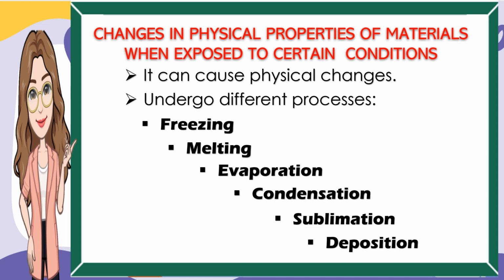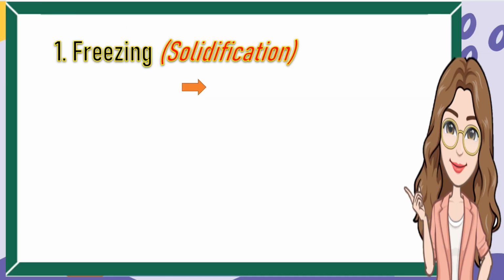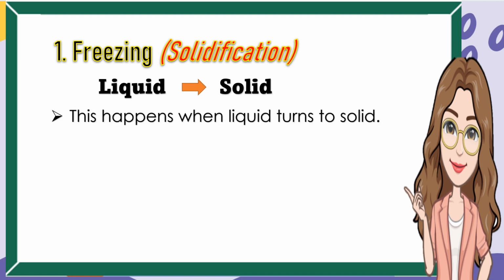So I will discuss it one by one. And then later on, let's find out if you are correct with the topic that you have discussed a while ago. Okay? Let's begin with number 1, freezing. It is also called solidification. When you say freezing, it is turning liquid to solid. This happens when liquid turns to solid.